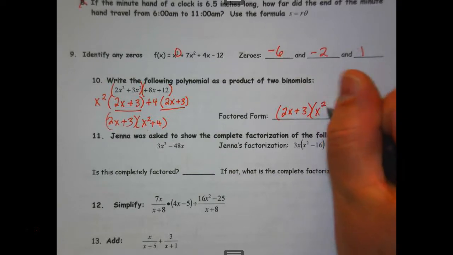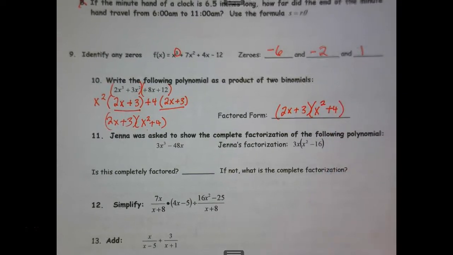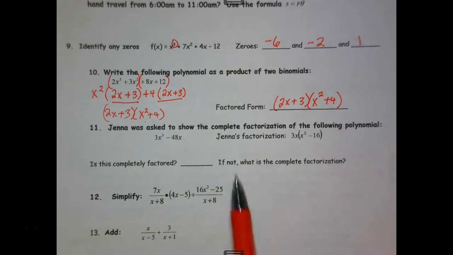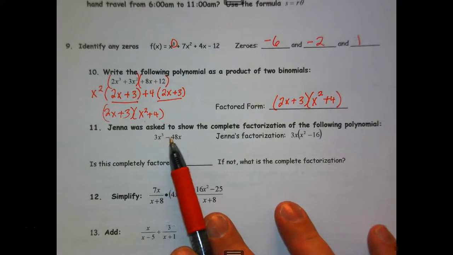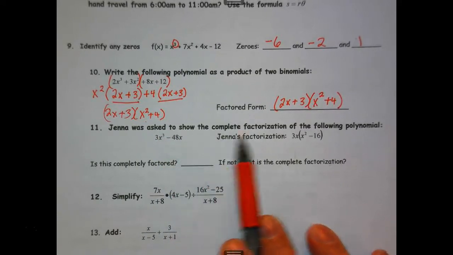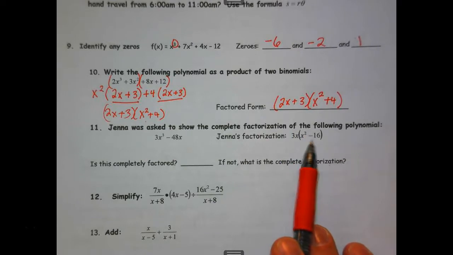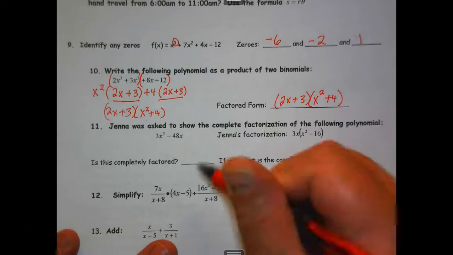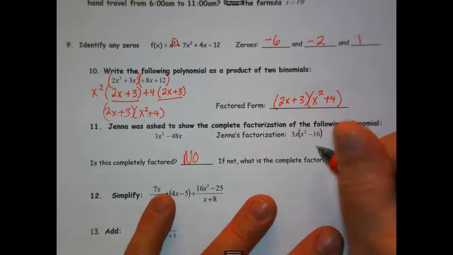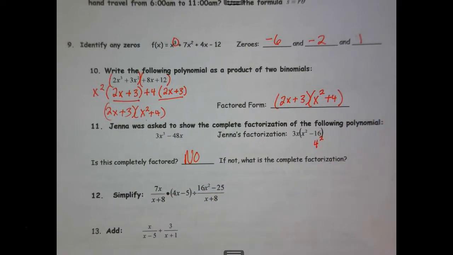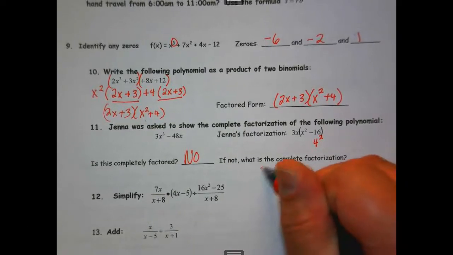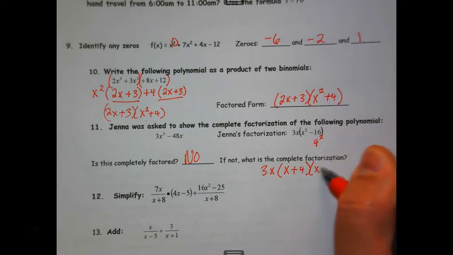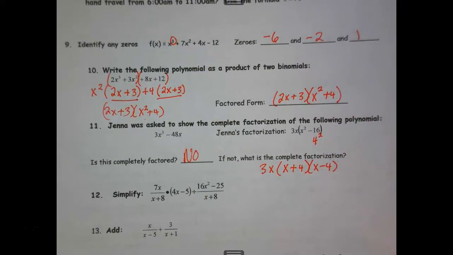I'm sorry, I didn't understand you. As a matter of fact, in number 11, Jenna factored 3x squared minus 48x. She took out the 3x, got the x squared minus 16, but she did not go farther. Why? 16 is 4 squared, right? So you can actually factor that: x plus 4, x minus 4.